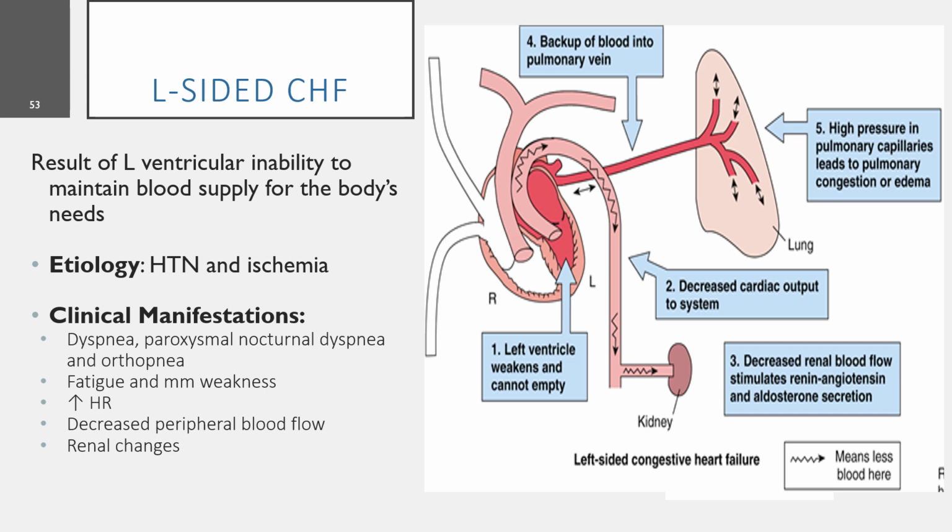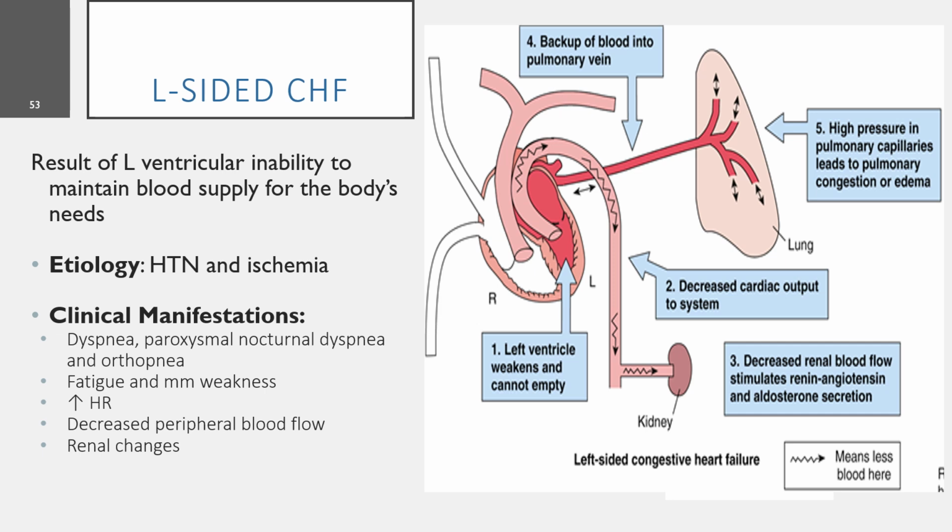Fatigue and muscle weakness due to decreased cardiac output and insufficient oxygen delivery to tissues, resulting in overall weakness and fatigue. Tachycardia, or increased heart rate, is a compensatory mechanism where the heart rate increases in an attempt to maintain cardiac output despite the reduced stroke volume. Decreased peripheral blood flow due to reduced cardiac output can lead to poor perfusion of the peripheral tissues, resulting in cold extremities and diminished pulses.